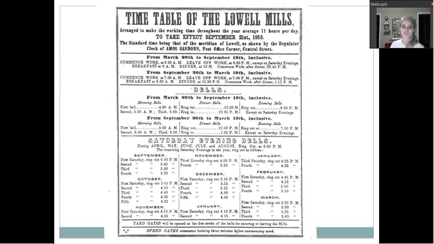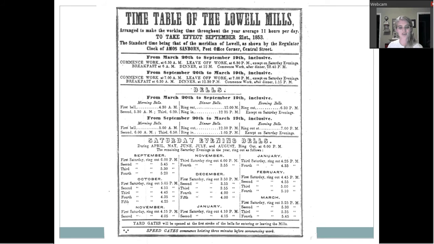So this table here just shows you the effect of working in the factory. You can see everything's run on bells, much like your school day. You've got this first bell at 4:30 a.m., and you work until the second bell, and then the third bell. You've got a lunch bell at 12. You've got 35 minutes for lunch. You go back. You ring back in at 12:35. At the end of the day, you go home at 6:30. And it says, except on Saturday evenings, you might have to work a little bit longer on Saturday. You get Sunday off, so that's nice.